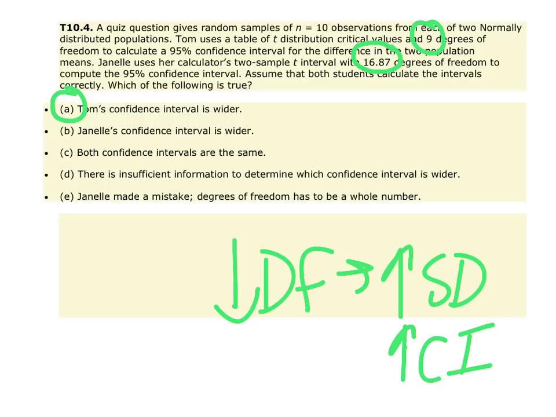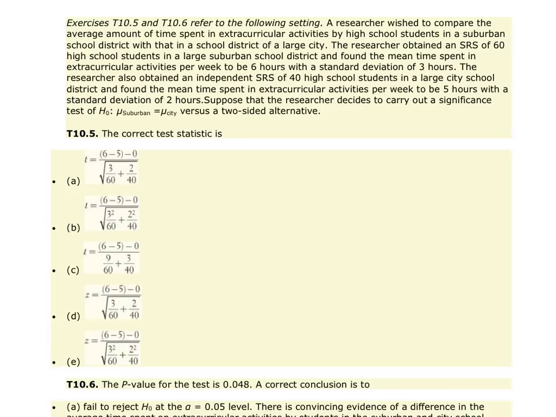Now, the other answers here are kind of interesting to reflect on, though. Both confidence intervals are correctly done. You're going to have slightly different answers, but they're both adequate confidence intervals. And Janelle is not making a mistake by using her calculator. The calculator is going to give you the more accurate degrees of freedom, whereas by hand it's a more conservative one. Okay, question 5.